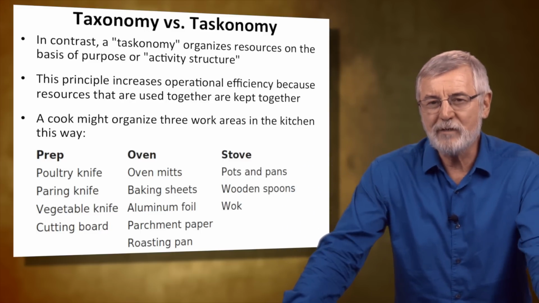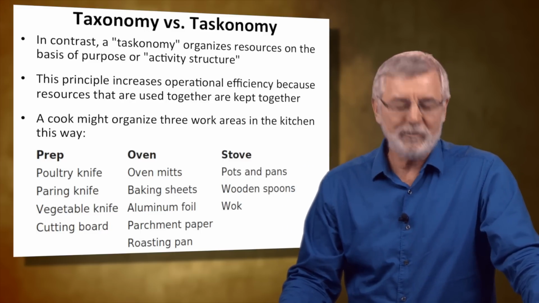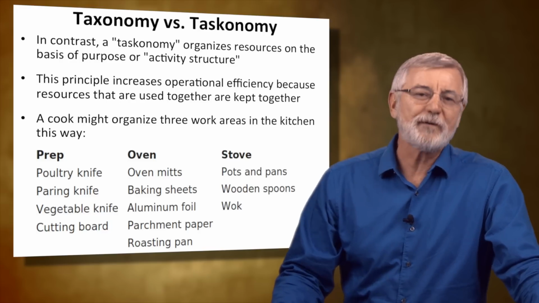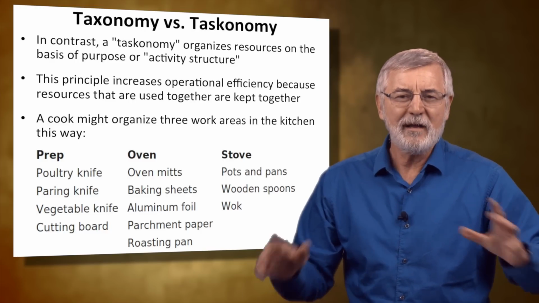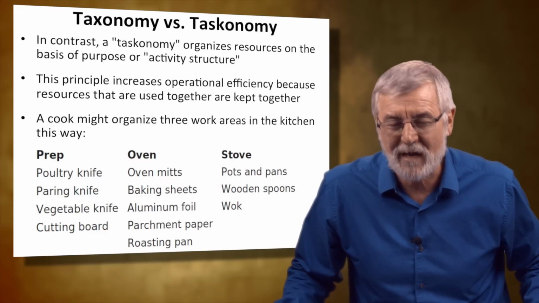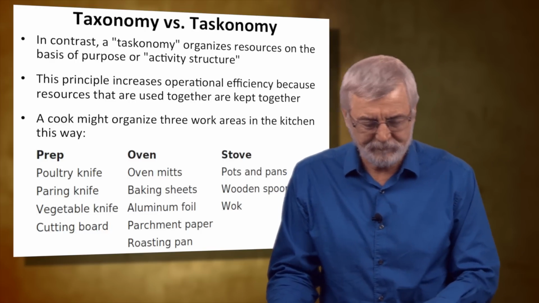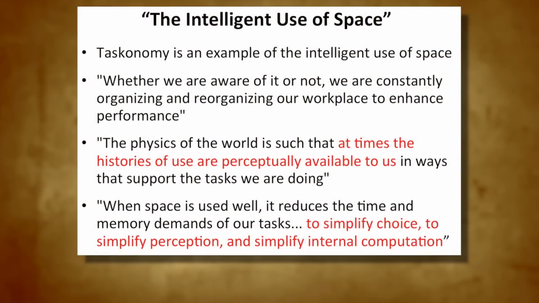Next time you go in a store, look and see that you may have the snacks. The potato chips and pretzels may be close to the beer aisle. The candles may be close to the cake mix. Even though they don't have taxonomic properties in common, they have taskonomic properties in common. Well, taskonomy is just one example of the intelligent use of space where we've oriented the resource and the service system to make things smarter in some ways.